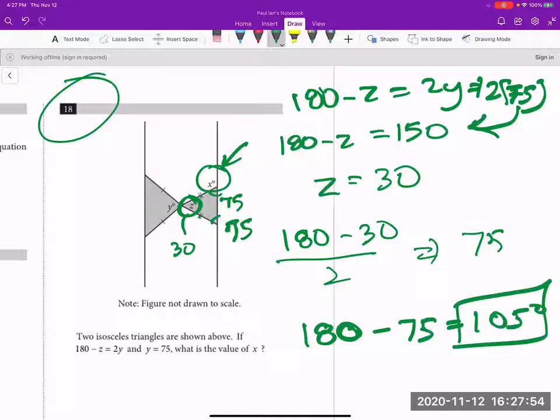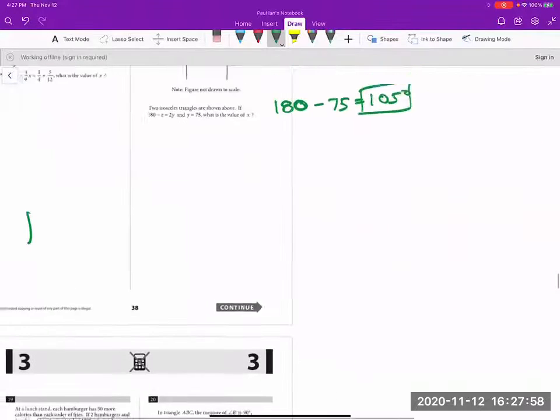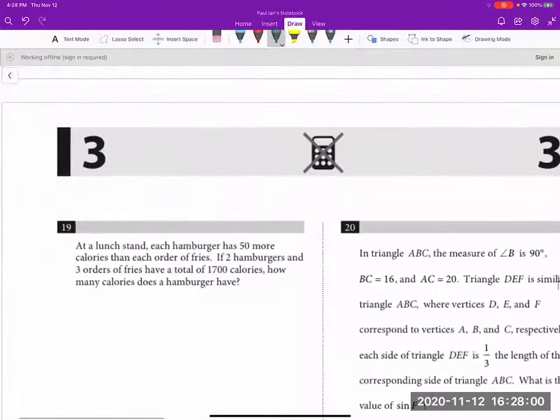Okay, I guess we still have time. And that's the answer. So let me see, number 19. I think this is the long one. Let's just see what it says.